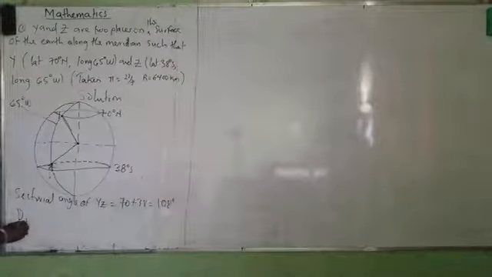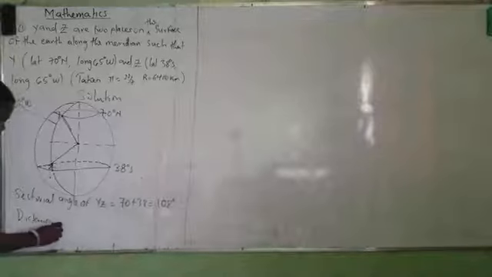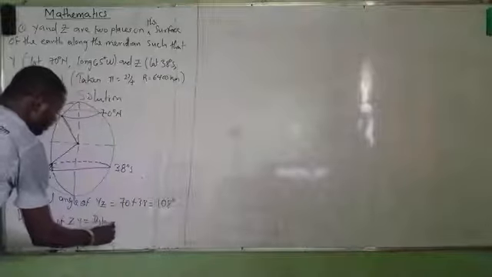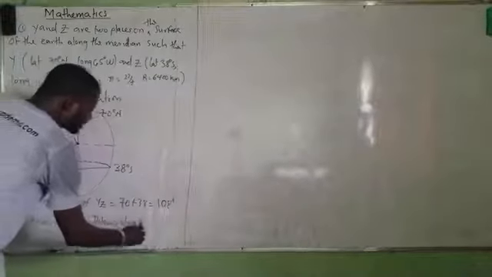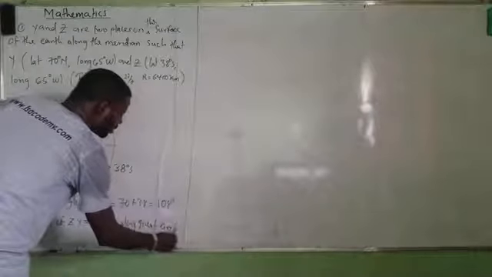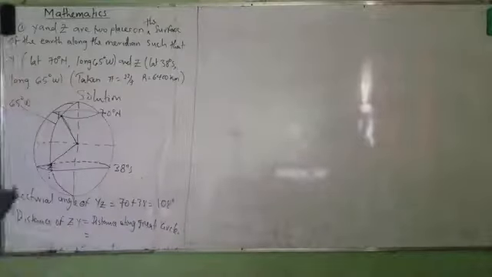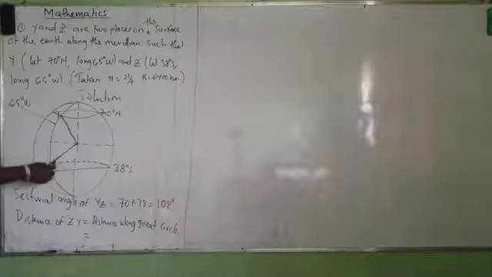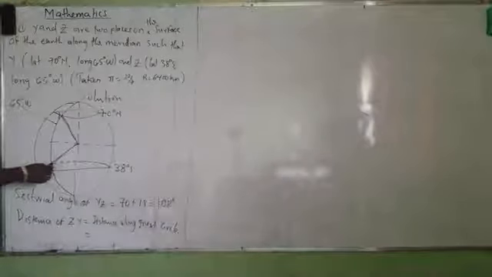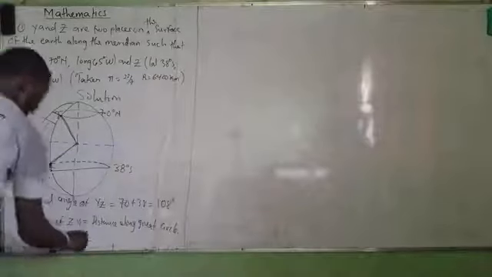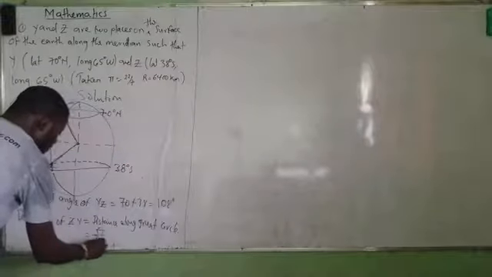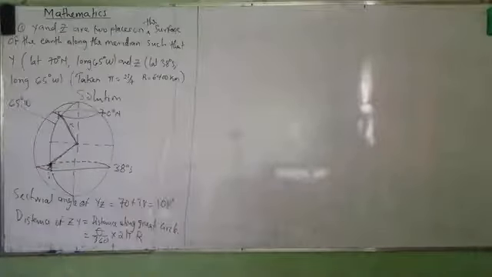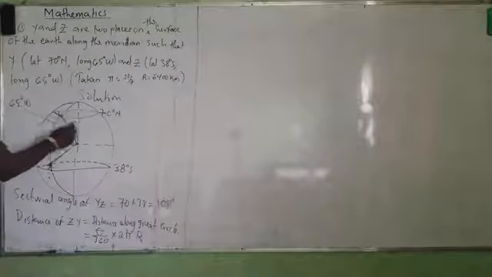Now, distance of ZY, which is YZ, will be what? Distance along great circle. Now, what is distance along great circle? I've told you that time. This is just like a sector. Can you see? This is the sector, and we are looking at the distance from here to here. We call it length of an arc, which is theta over 360 multiplied by 2 pi big R. This is our big R. I've told you that this is small r and this is our big R.